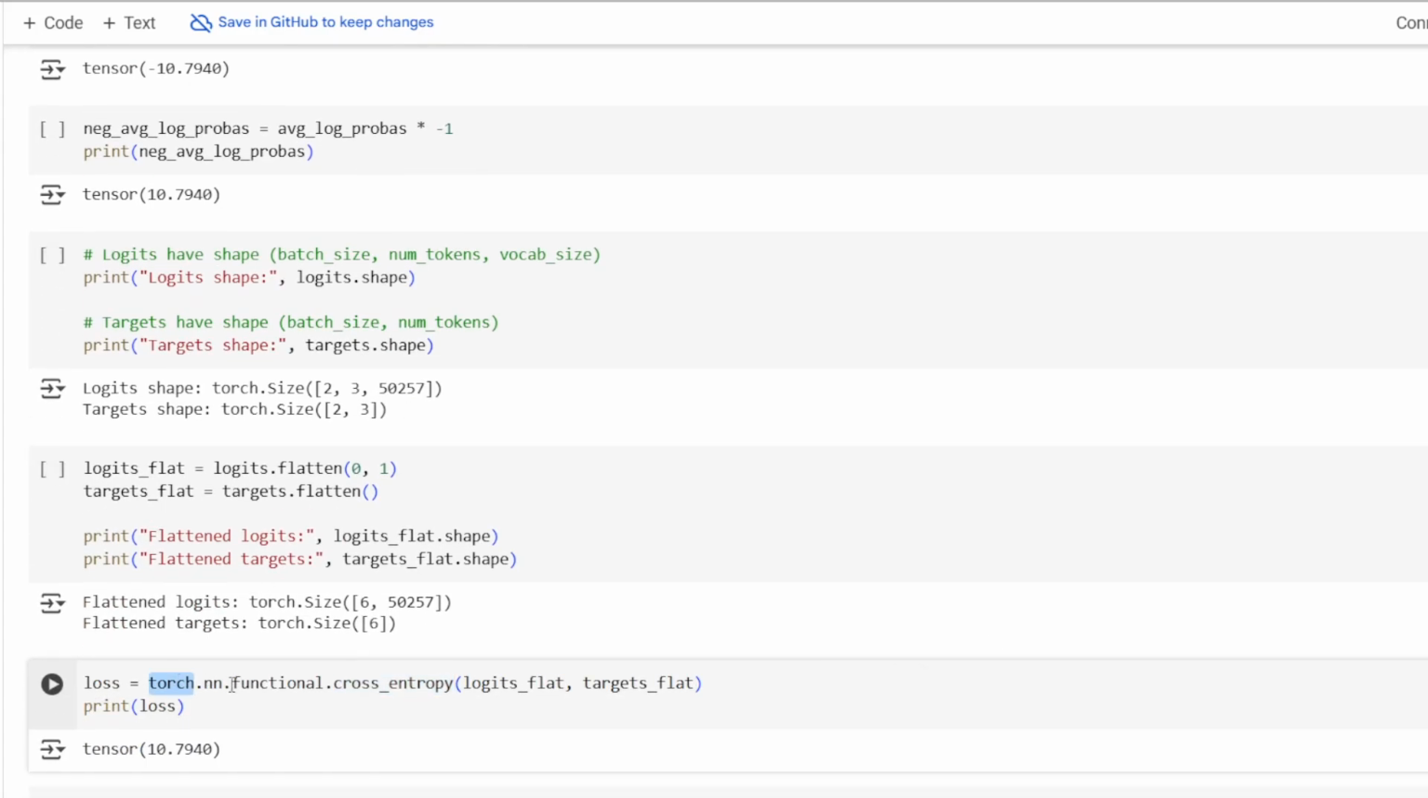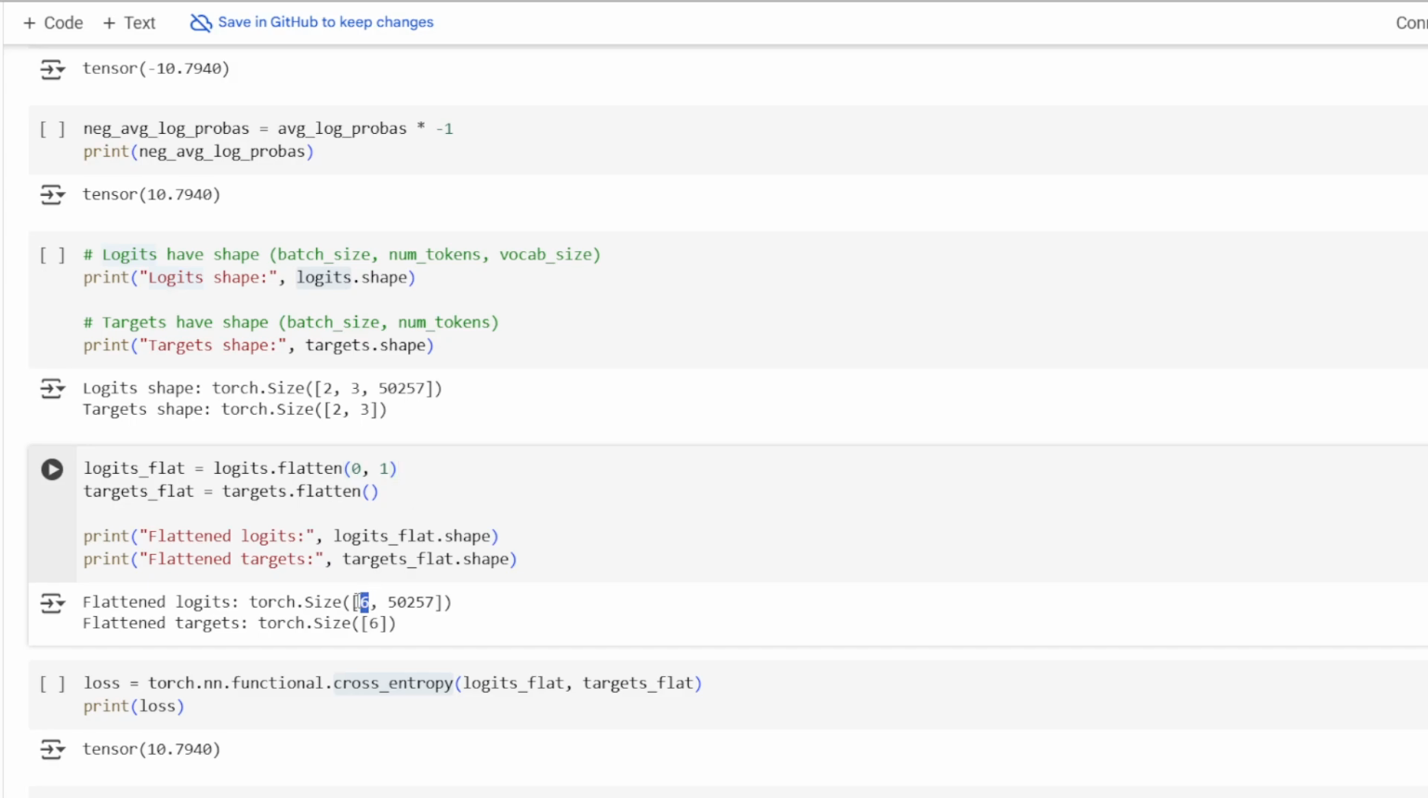So you see, in torch, in functional, there is cross entropy. So let's just get that cross entropy from there. But to do that, we need to have these logits and the targets to have the same shape. So what we're going to do is flatten the logits on the batch size and the num tokens dimensions, the first and the second dimension. And then we also flatten our targets. So this becomes one list, and this also becomes one list.